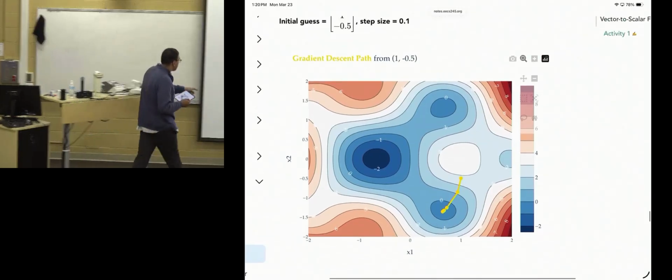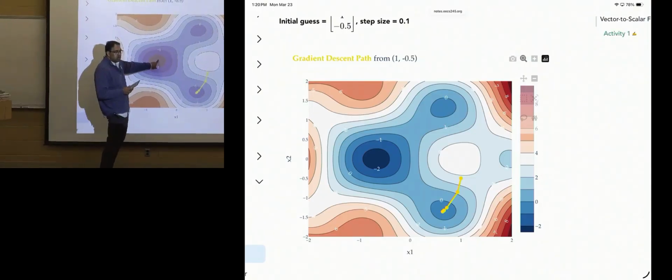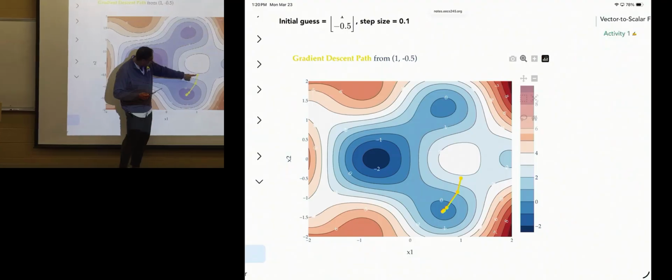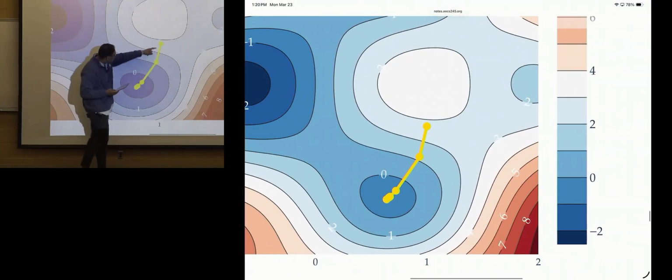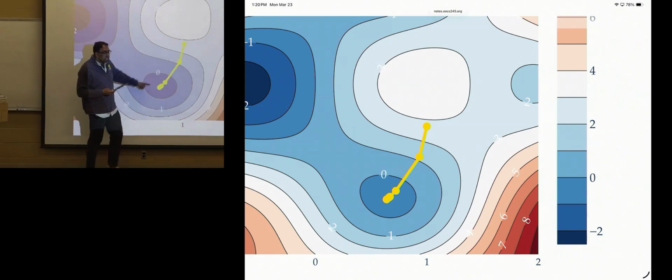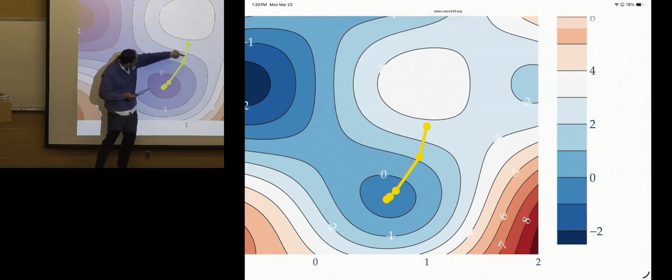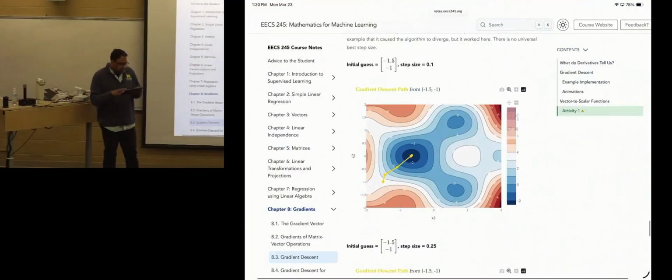Well, note that here around (-1, 0) is the true global minimum. Depending on where you start the algorithm, you may or may not actually converge at the true global minimum. Here, we got trapped in a local minimum, okay? And you can see at each of these steps, the direction is changing, because as we update our guesses, the direction of the gradient changes, and so the direction of the negative gradient also changes. So the angle is changing as we move along the algorithm.